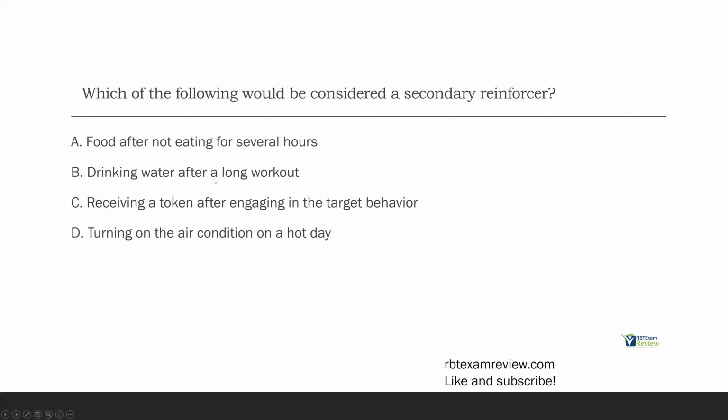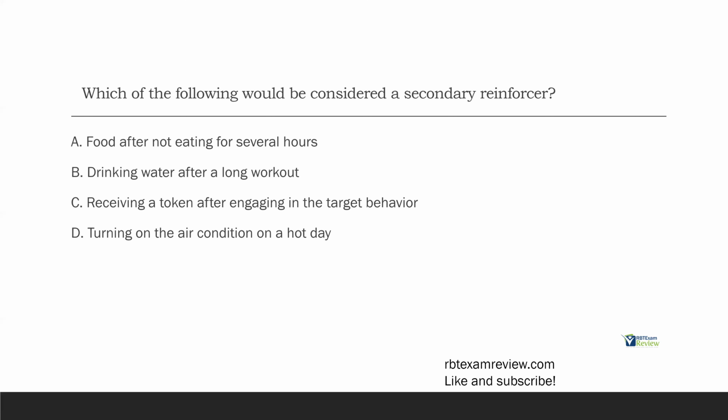What about drinking water after a long workout? Does everyone need to drink water to live? Yes. Again, it's unconditioned. It's unlearned. We don't have to learn that drinking water keeps us alive. Given long enough without water, we're going to start being reinforced by water. C, receiving a token after engaging in the target behavior. Do tokens have reinforcing properties before they're paired with other things? Not necessarily, right? Think about money. Before we know money is used to purchase things, money has no value. It gets its value as a secondary or conditioned or learned reinforcer.